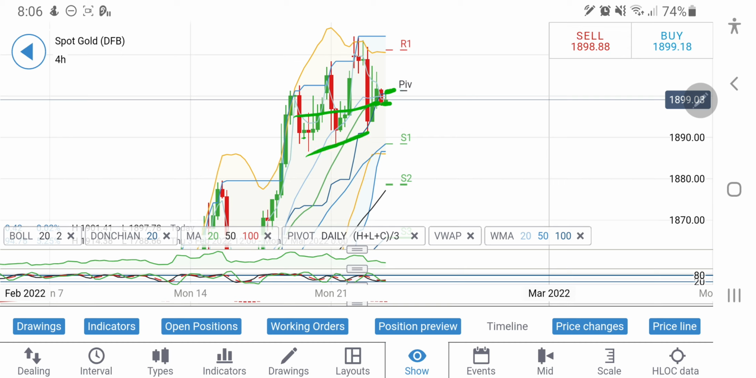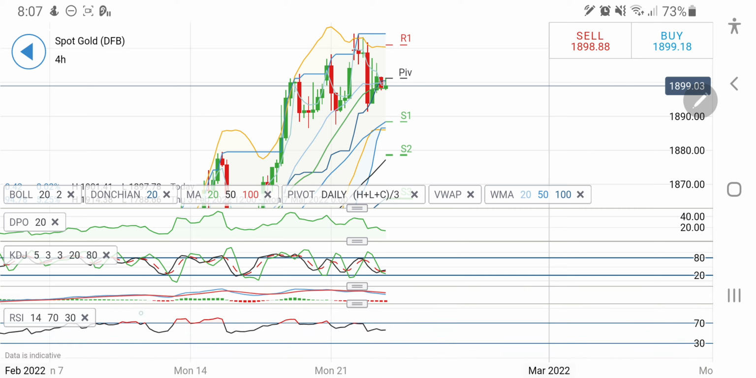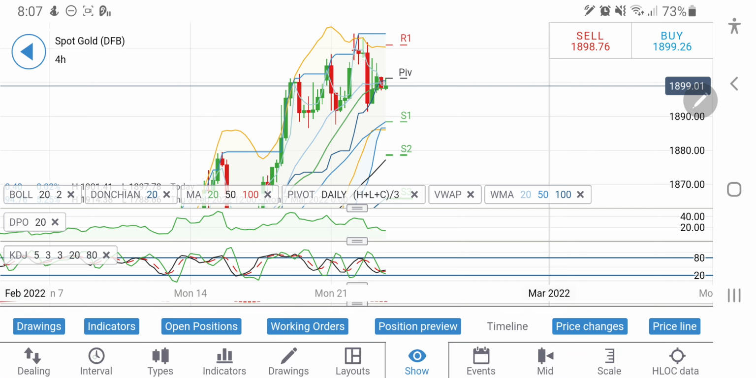Higher lows are indicating that there is still bullishness, and any drop below this zone at 1892-93 will be a very good indication that it is going to drop further. That is what we have seen. I will give you the levels and summarize the analysis. Stochastic is almost trading at the bottom.